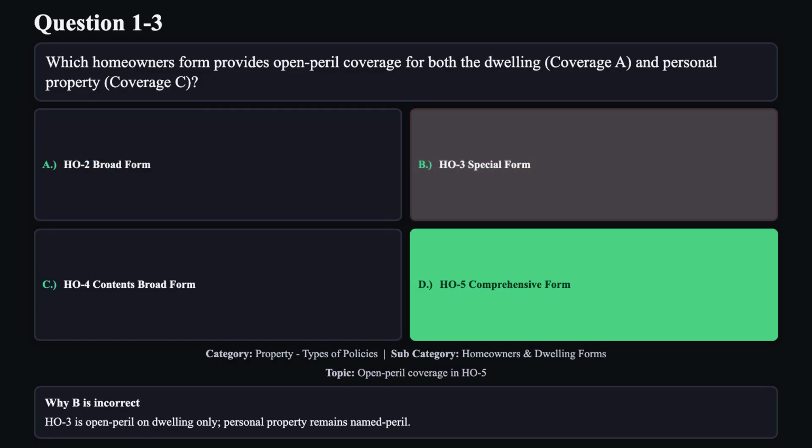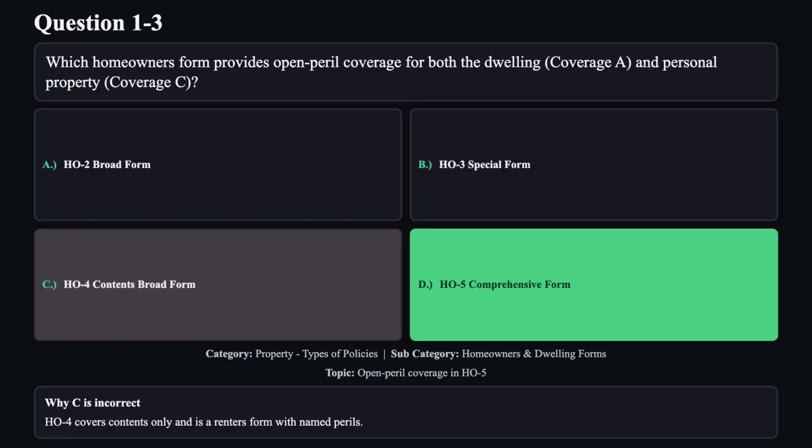Reason B is not correct. HO3 is open peril on dwelling only. Personal property remains named peril. Reason C is not correct. HO4 covers contents only and is a renter's form with named perils.